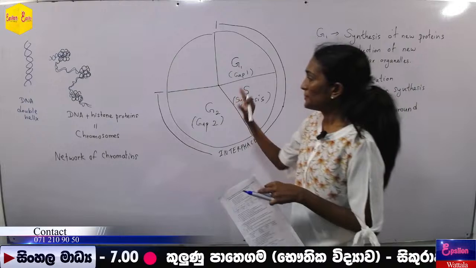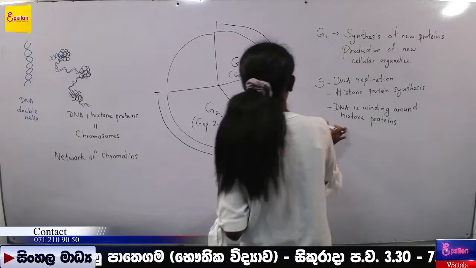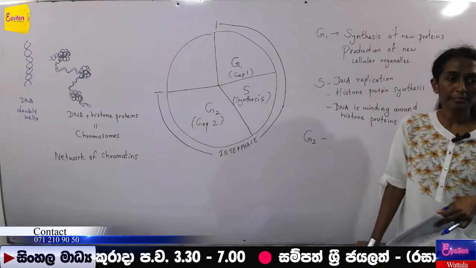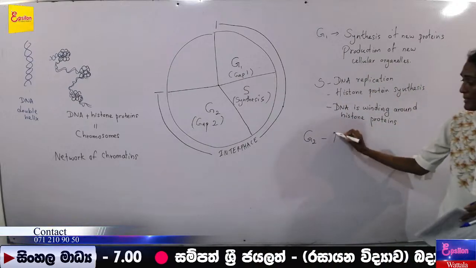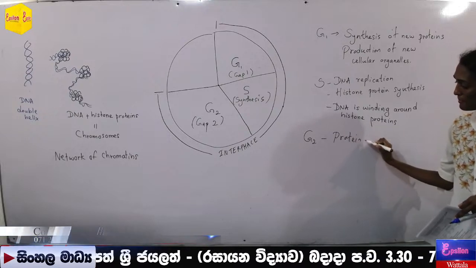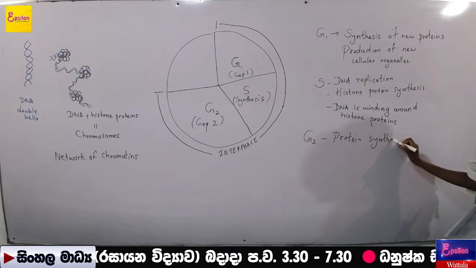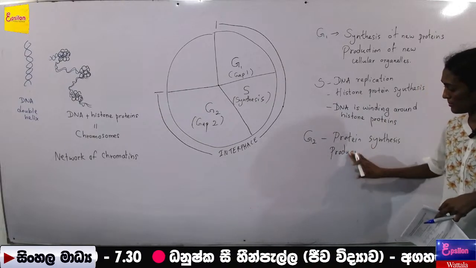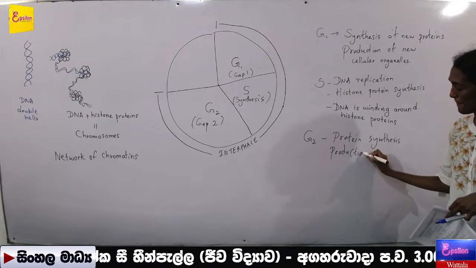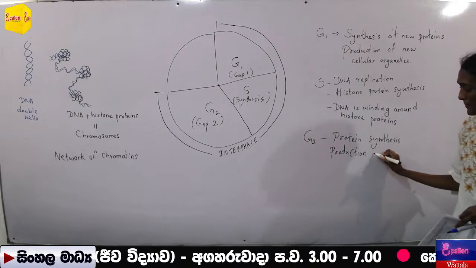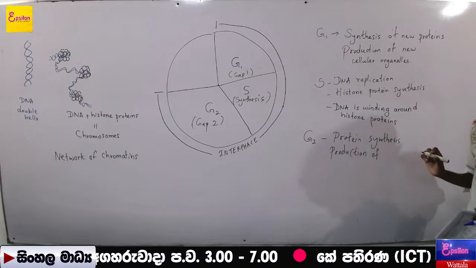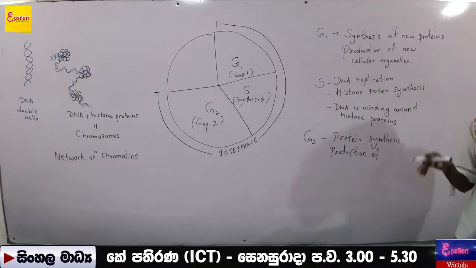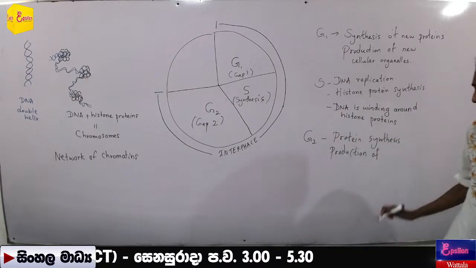So this is how it is happening. I was explaining this one. And what is happening in the G2 phase? Protein synthesis, production of cellular organelles, and duplication of centrosomes. Actually, the centriole is the one which is duplicating. Centrosome is a region where the centrioles are present near the nucleus.